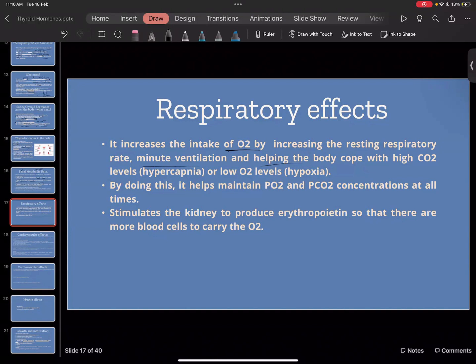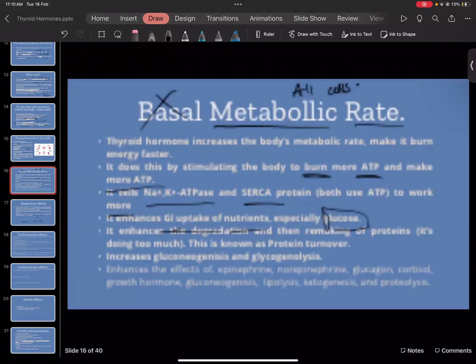And it also stimulates the kidney to produce erythropoietin. So erythropoietin is a hormone that produces more red blood cells. So if we have more red blood cells, what would happen? Of course, we'll have more oxygen all over the body. The red blood cells are going to carry more oxygen, and we're just going to have better respiration of everything. Okay.